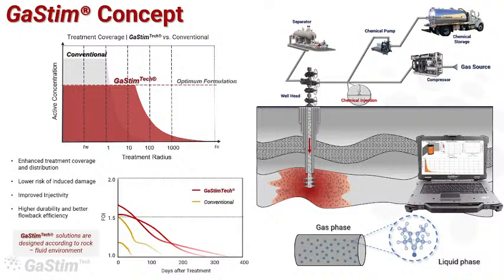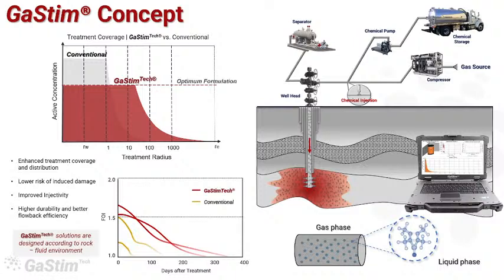So we will have a greater stimulated reservoir volume. And this is basically because the volumetrics of the gas systems are way more efficient when we compare it to liquid-based applications. And what this translates into is that the chemical will be in place in a much greater area of the reservoir, leading to an enhanced treatment coverage and distribution, which also translates in a higher durability and a better flowback efficiency of the treatment.